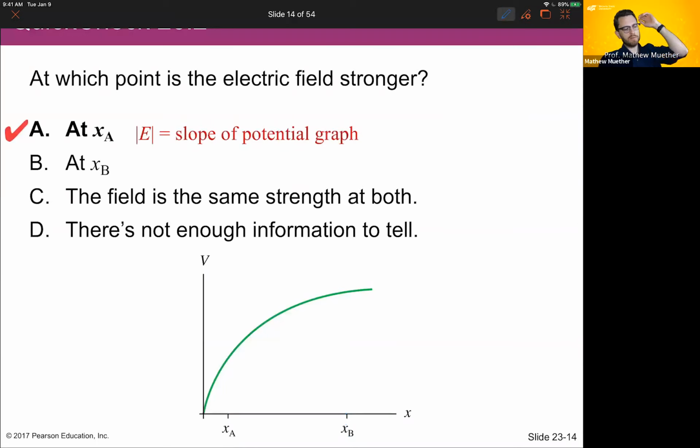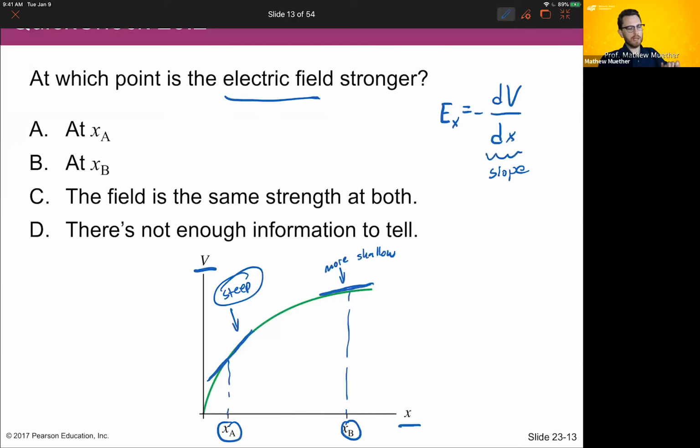Is the electric field negative or positive in this example? Is it a positive electric field at XA or a negative electric field? What direction does the electric field point? What do people think?